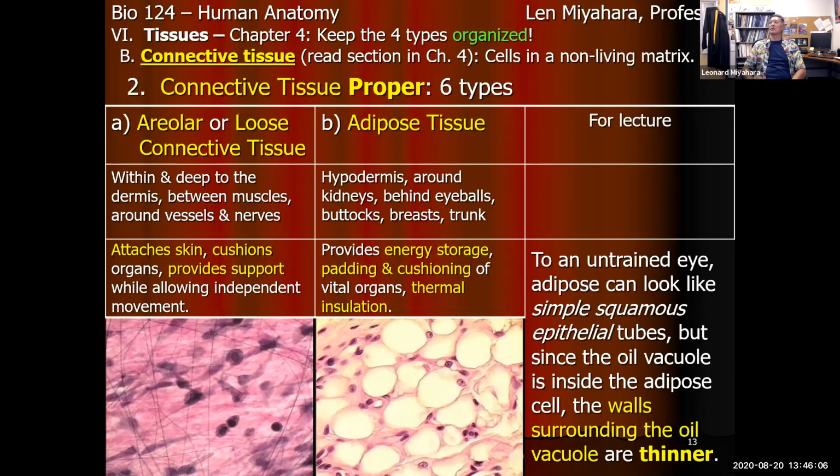There are some cross-sections of simple squamous epithelial tubules that can look like this, but the bubble wall is thicker because it's a whole squamous cell. Okay? So that's what it's saying here in this lower right. To an untrained eye, adipose can look like simple squamous epithelial kidney tubules, but these are going to be thicker. Adipose is extremely thin-walled bubbles. The only connective tissue where the cells routinely are close and touching.